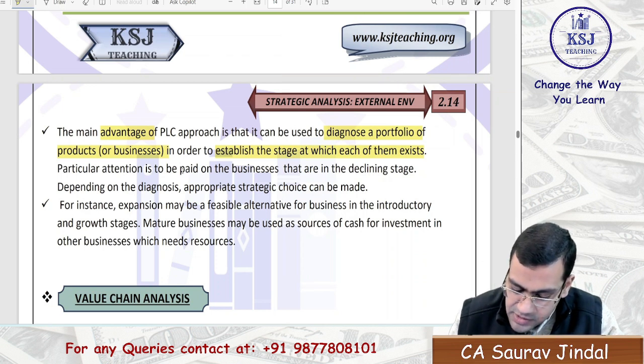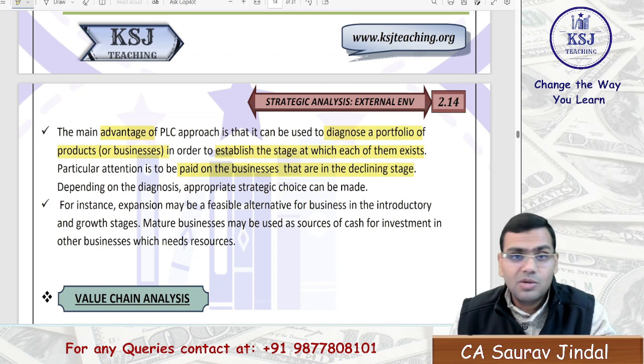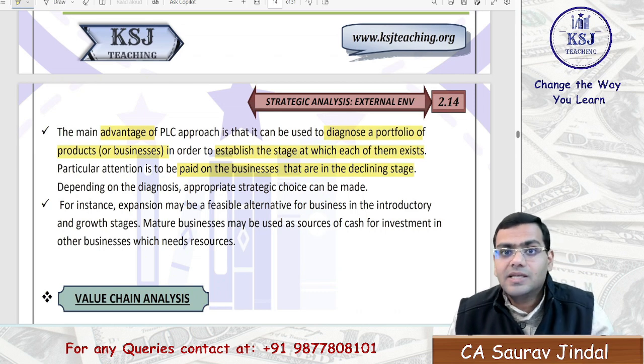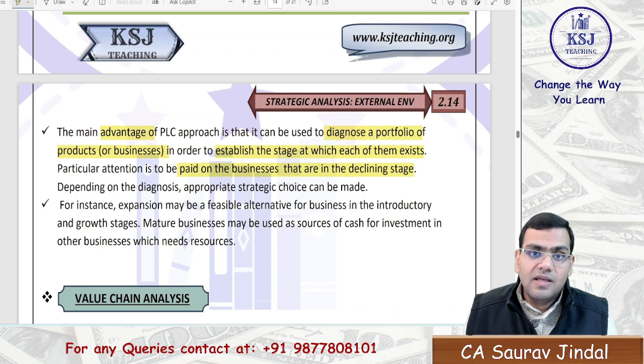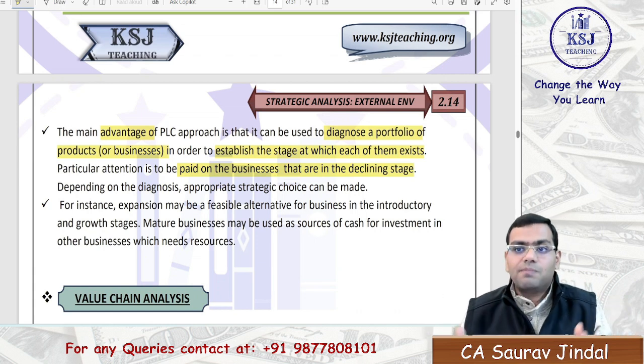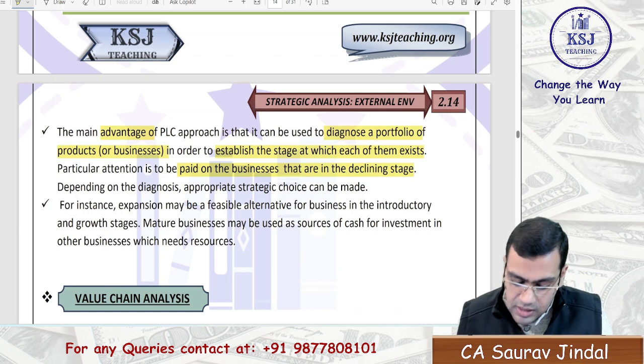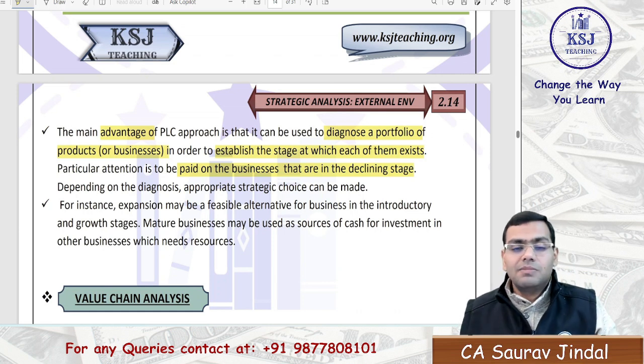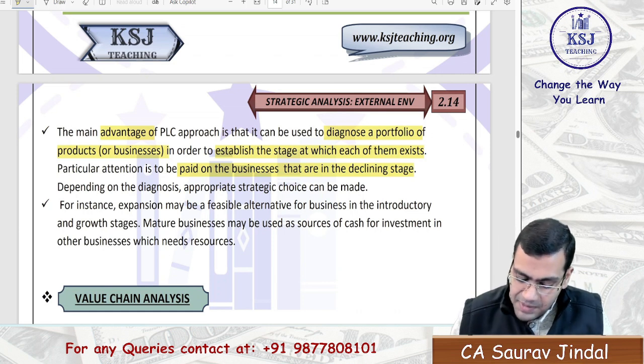Particular attention is paid to the businesses that are in the declining stage. So there you need to be very careful. If your business is in the declining stage, then you need to think differently. You need to come up with different types of products now, right? So you need something to change, something to attract the customers. Depending upon the diagnosis, the appropriate strategies can be made, right?